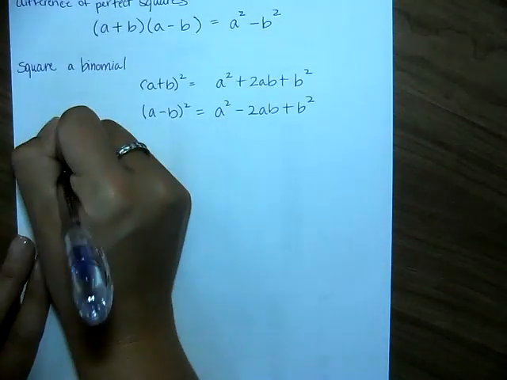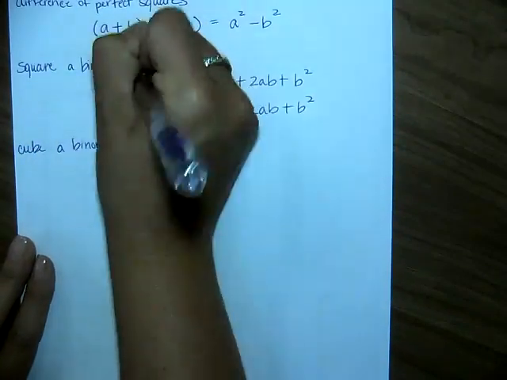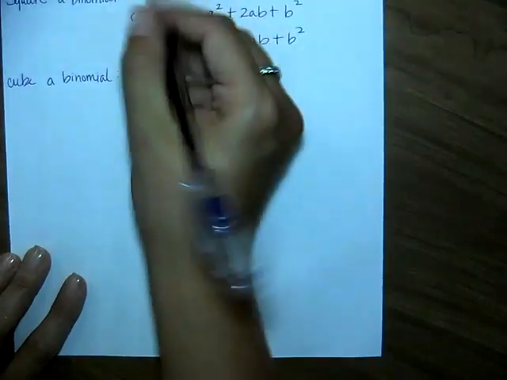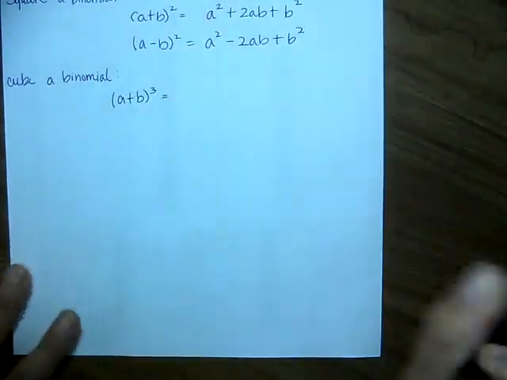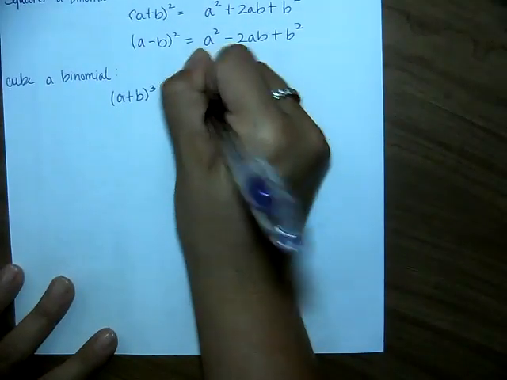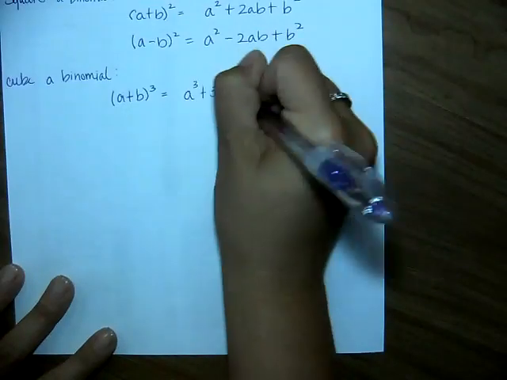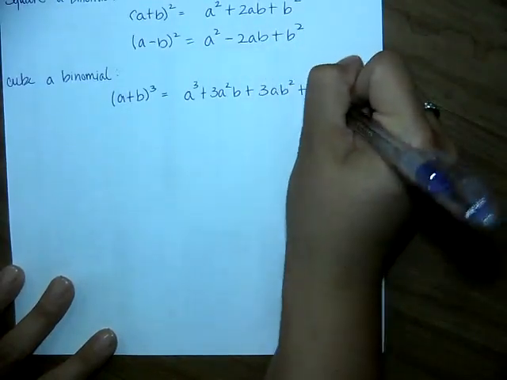Finally, the cube of a binomial. So if you have a plus b cubed, this also follows a pattern. So you would get a cubed plus 3a squared b plus 3ab squared plus b cubed.